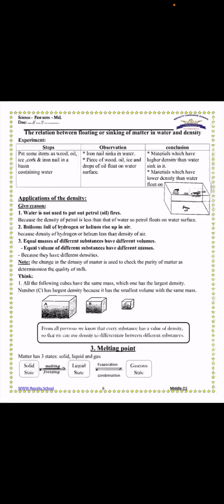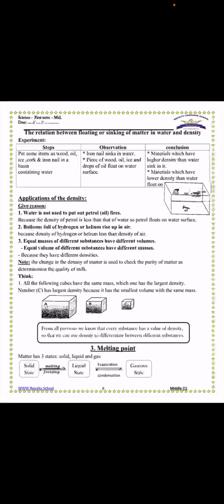We can use density to check the purity of matter, such as checking the quality of milk to know if it's pure milk or combined with another material. So density can be used in the determination of the quality of milk.